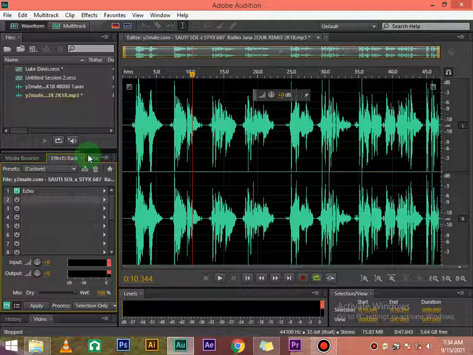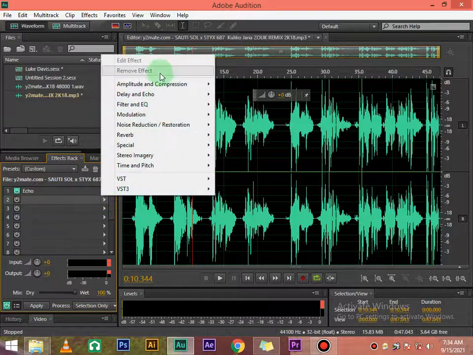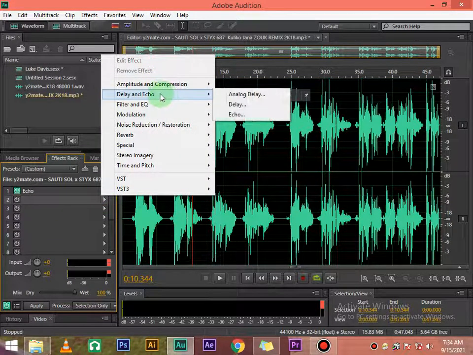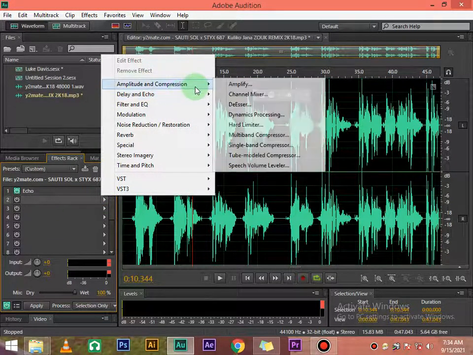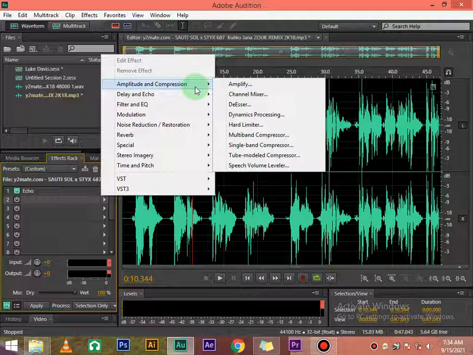So we have looked at three different effects. The first one was voice reduction, where you can remove the voice. The second one we have talked about is echo. So let us continue on to effects. Next, we are done with the delay and echo. Let's look at amplitude and compression.